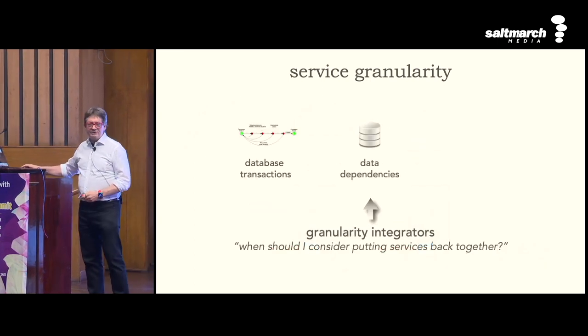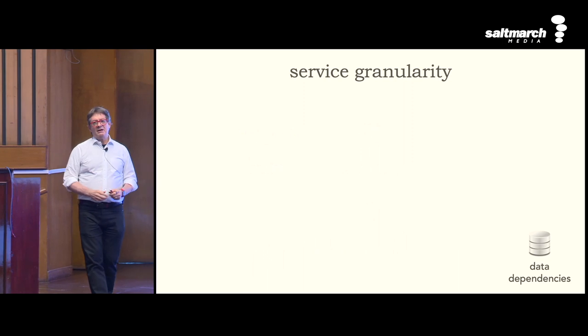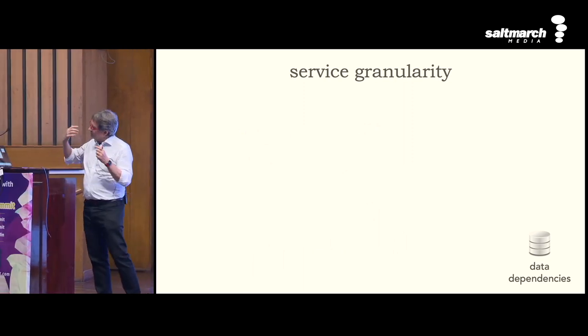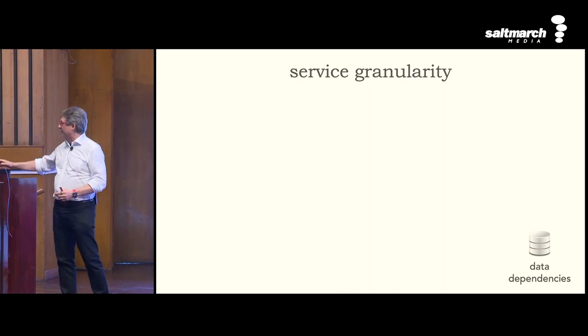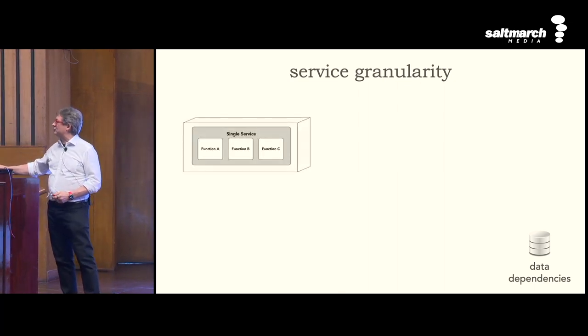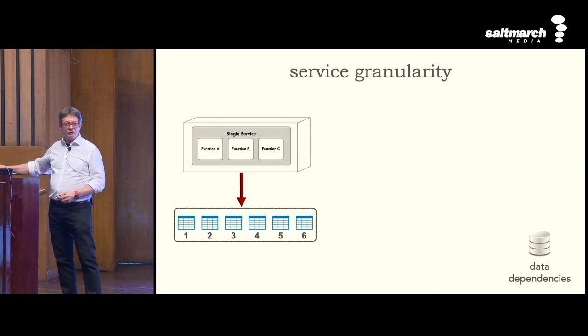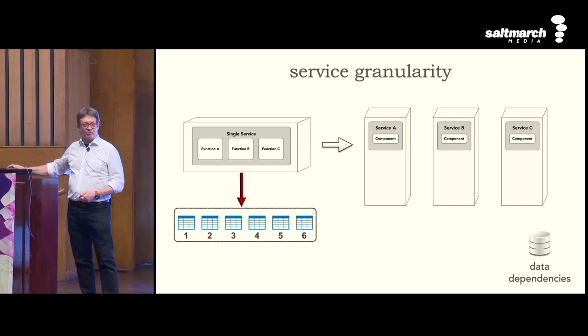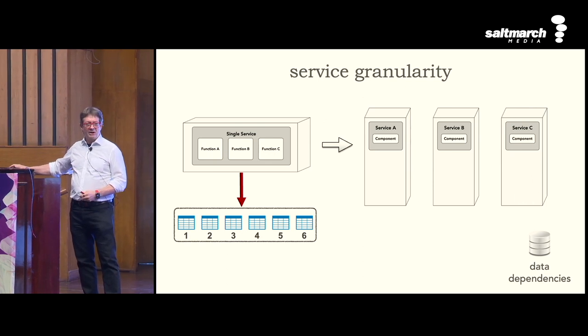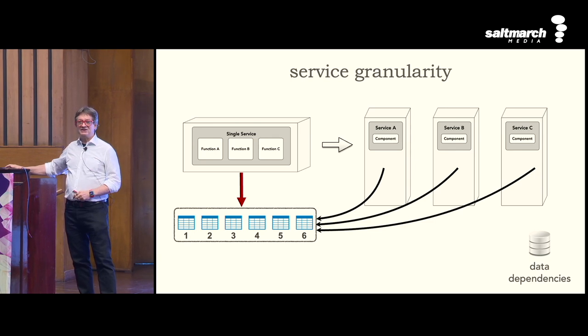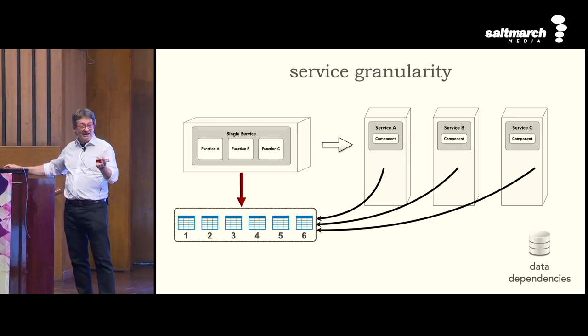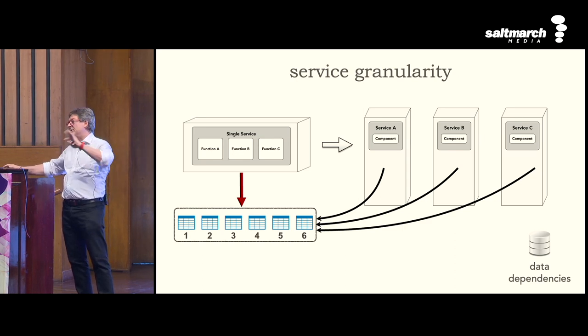The next one of these is data dependencies. This is a really tricky thing because it's easy to break apart code, but data is much harder to break apart. So here's an example. Let's say I have a service here that talks to six different tables. And I decide I want to break this apart into three separate services. The problem, though, is I can't have all three of those services at the same database because I'm not in a distributed architecture anymore. And I haven't gained much advantage by just separating the code and not the data.